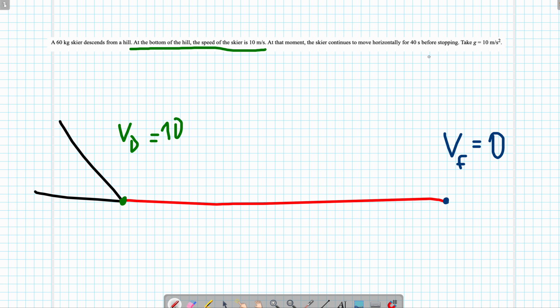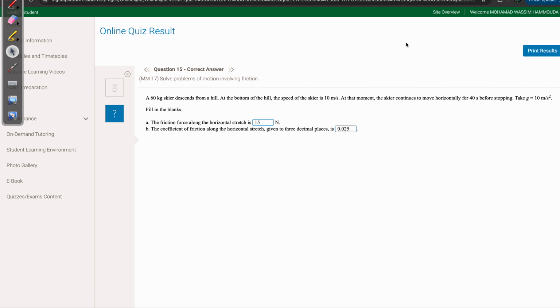Okay, so now let's draw the free body diagram of the skier. We have, as always, normal, down is weight, and we have friction opposing the motion, which is to the left, kinetic friction, since the object is moving. Okay, so they want the friction.